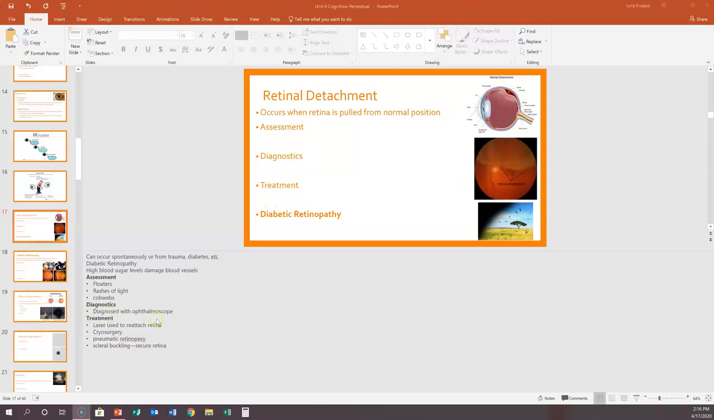So for diagnostics, it can be diagnosed with a simple ophthalmoscope procedure. I've got another picture here. Those are the little floaters that people can kind of see. And then here's a picture of that retina falling down. Here's a picture of what we would see with that ophthalmoscope, where you can see the retina is falling down, right? That red and orangey area is being partially covered. It's obstructed. Treatment: using a laser to reattach the retina, cryosurgery, pneumatic retinopexy, and then scleral buckling.